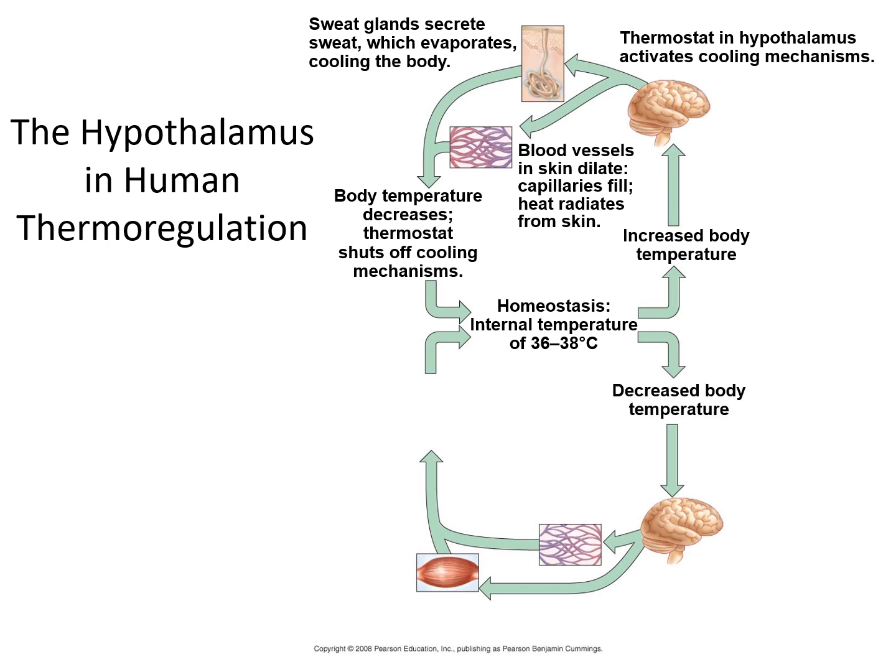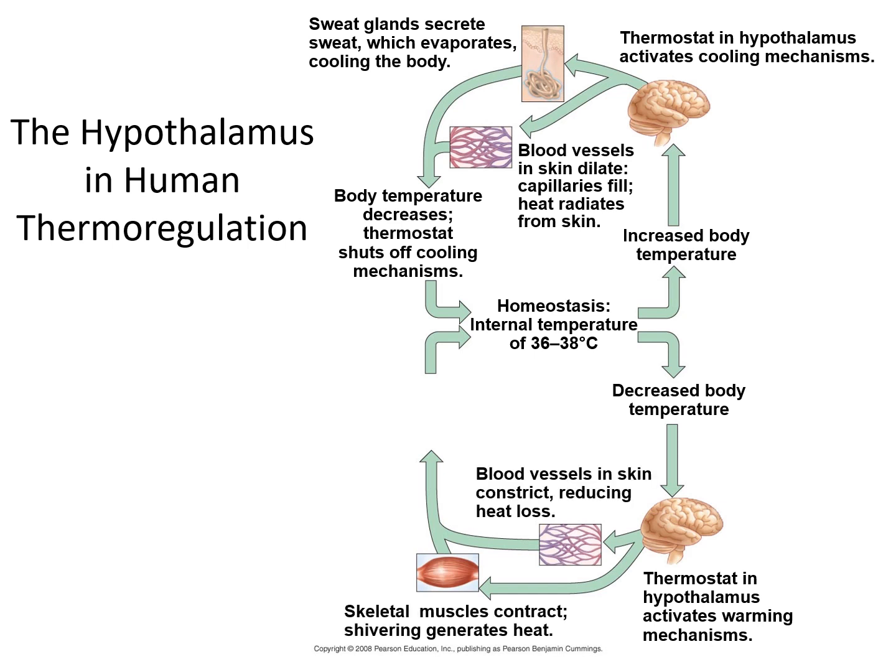Now let's say the opposite occurs. We have decreased temperature because maybe you're out on a cold day. What the thermostat in the hypothalamus is going to do is it's going to, first of all, cause blood vessels near the skin to constrict. So blood will be kept away from the skin, and your skin will be kind of pale as a result, and at a risk of frostbite too, but we'll talk about that later. But this is going to reduce the exposure of your warm blood to a cold environment.